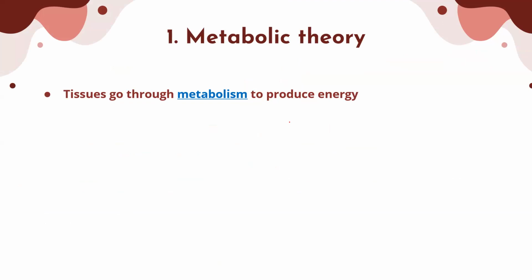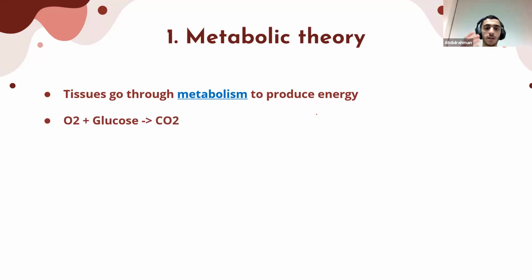Breaking down of food. Exactly. Metabolism, you're breaking down stuff, you're trying to release energy. So you're using some oxygen and some sugar in order to release carbon dioxide and energy. I'm gonna write E for energy, okay? So basically like chemical reactions in our body. Exactly. So this is what metabolism is.